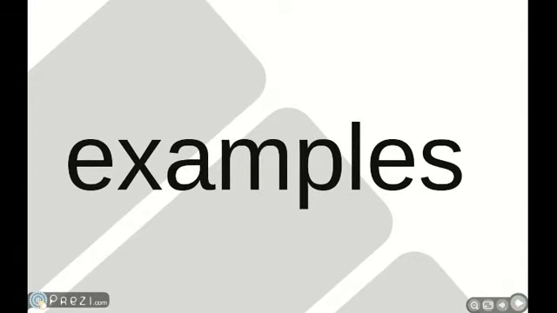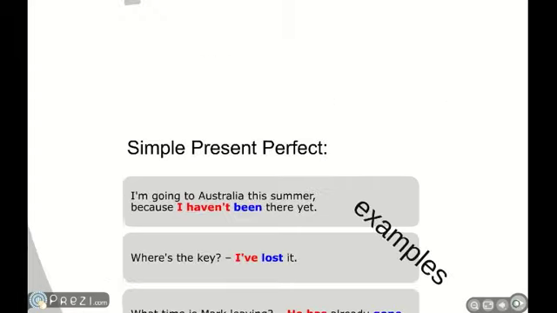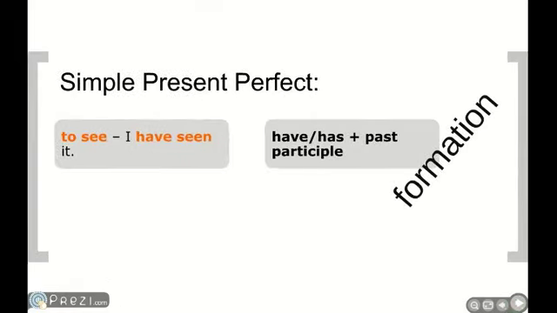Let's go with some examples that are designed to give you a feeling of when this simple present perfect is actually called for and when you use it. I'm going to Australia this summer because I haven't been there yet. Or, where's the key? I've lost it. Or, what time is Mark leaving? He has already gone. Now for the formation of the present perfect, let's take a verb here to see and let's make a present perfect simple. For example, I have seen it.